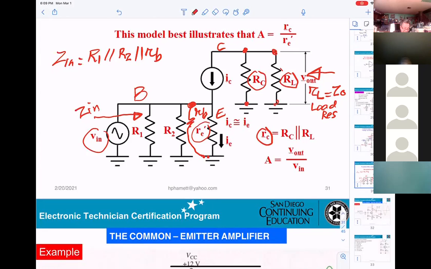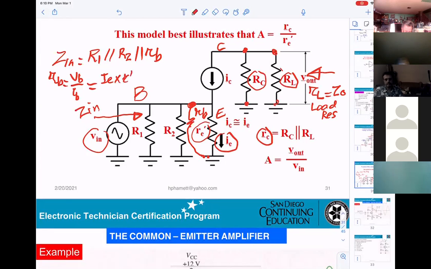IE times R prime E. Ohm's law: V divided by I. VB over IB. Yes. Okay. And what does VB equal? The voltage from base to ground. VB, we already did it. IE times R prime E, right? Yes. Divided by IB.